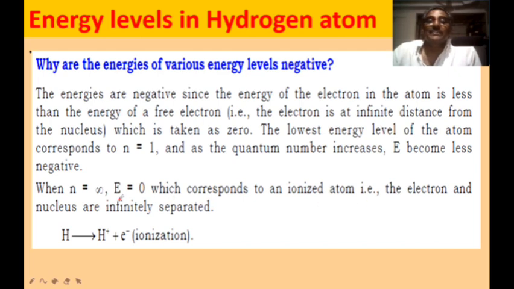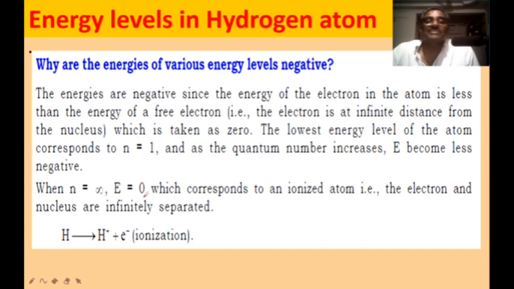So if the energy of the electron is 0, it means the electron came out from the influence of the nucleus. That means the atom gets 1 unit of positive charge. That is, an ionized atom will be formed like this. H on losing an electron gets ionized. When the electron just gets ionized, its energy will be 0.